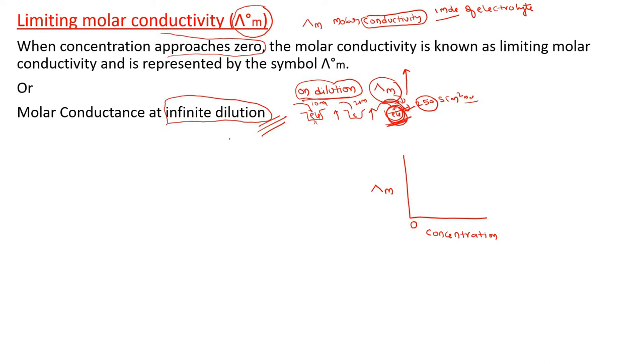Very simple to understand here. The conductance at infinite dilution, the conductance at concentration approaching 0, is called limiting molar conductivity. We will take a diagram here. I have taken molar conductance on the y-axis and concentration on the x-axis. At 0 concentration, infinite dilution, the conductance is high. When concentration increases, conductance decreases. So this is about limiting molar conductivity.